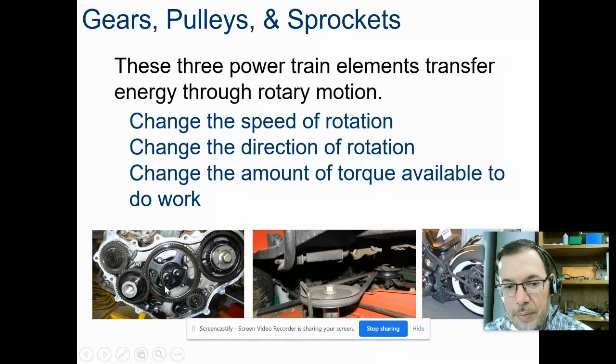And as that happens, two things are going to happen, or actually three. All three of these things are potentially going to be happening. We'll be changing the speed, so the output gear is going to have a different speed than the input gear. We'll be changing the direction of rotation, so if this one turns clockwise, this one will turn counterclockwise. And we'll also be changing the amount of torque. We'll look at all three of those things as we go through.